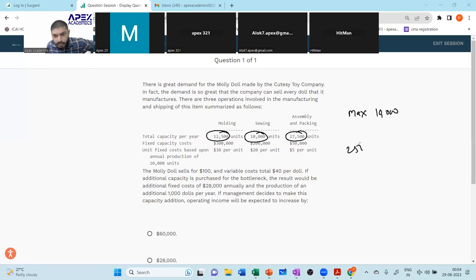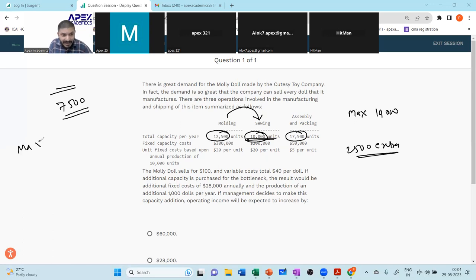What about those 2,500 extra dolls that I molded? The molding is of no value until and unless I have done the sewing on it. What about this assembling and packing? While I have an extra capacity of 7,500 units, how can I, when I am able to only sew 10,000 units? So at any point in time, this company can sell a maximum of only 10,000 units. Why? Its sewing is the limiting factor.